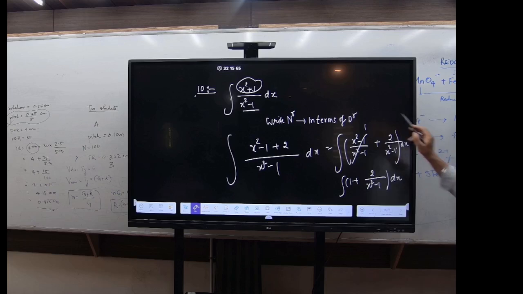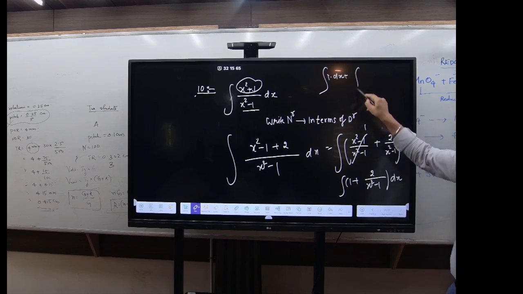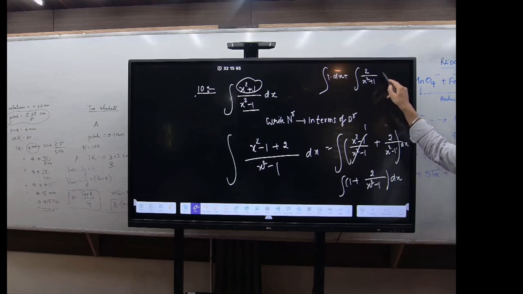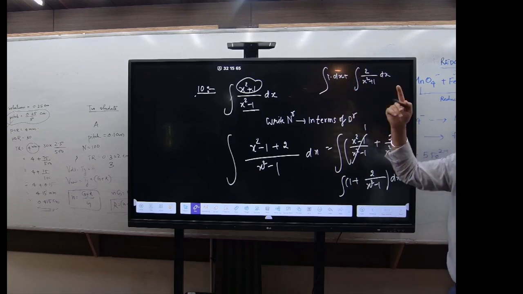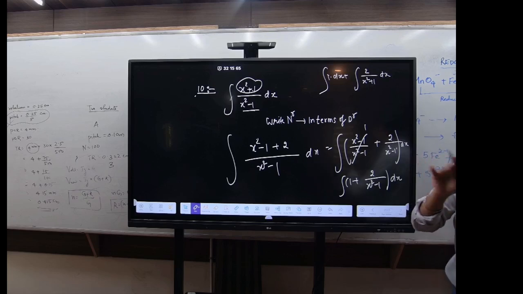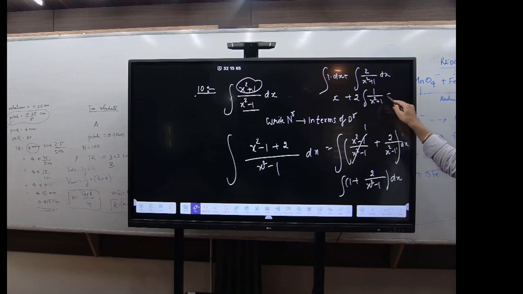Now the integration property says we can do it individually, so this is 1 into dx plus integration of 2 by x square minus 1 dx. 1 is constant, so it is basically the integration of dx, which is x plus c. Right now I just write x. This 2 is constant, so this 2 will come out. And do you know the integration formula of this? No. First you write till this. Whenever you write the numerator in terms of the denominator, we have to use this formula.